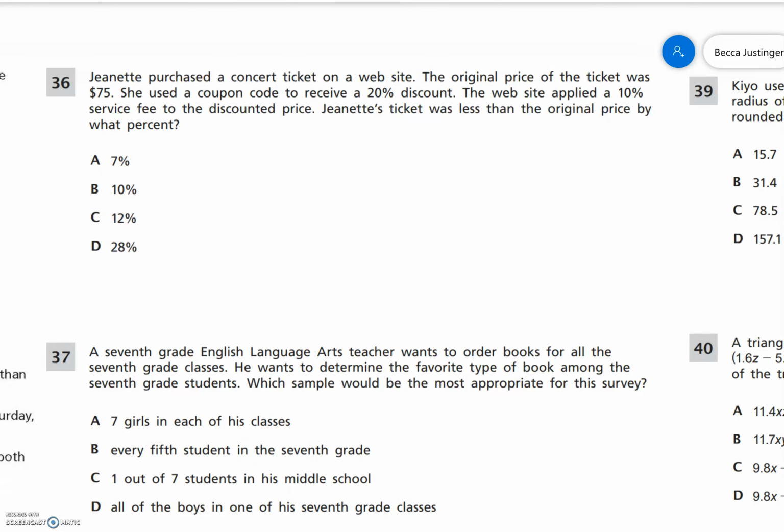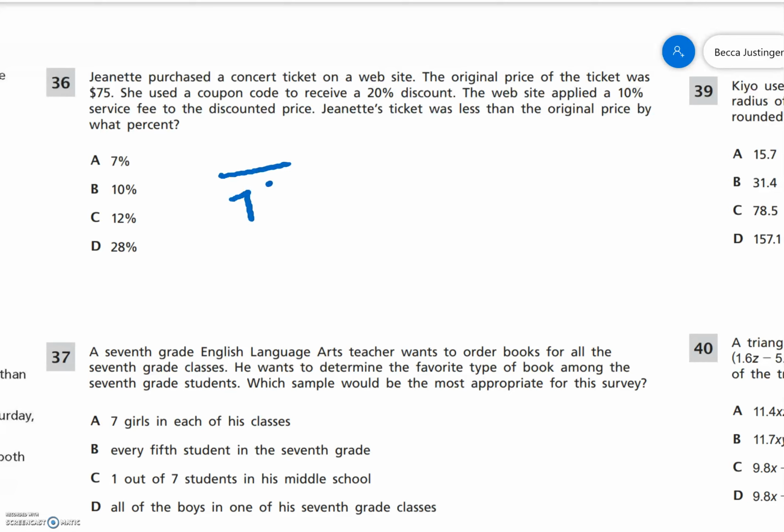Jeanette purchased a concert ticket on a website. The original price of the ticket was 75 cents. She used a coupon code to receive a 20% discount. The website applied a 10% service fee to the discounted price. Jeanette's ticket was less than the original price by what percent? So first we have to find out how much she paid for it.